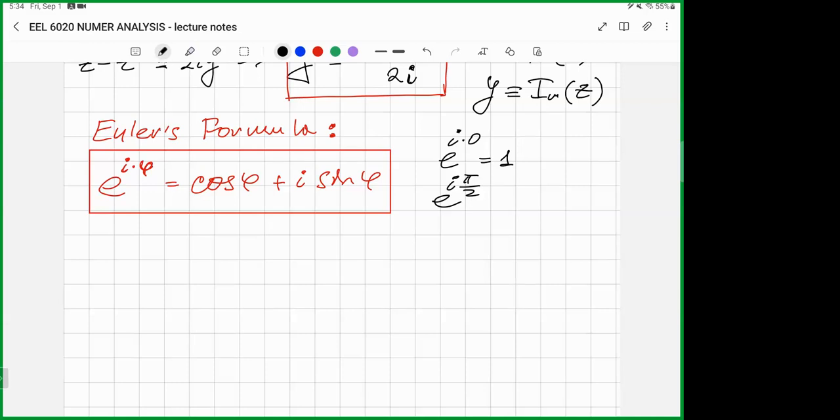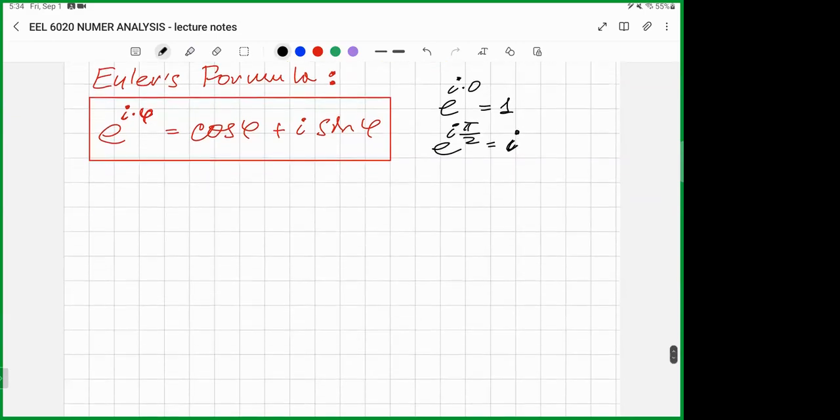So e to the power of I pi over 2. So phi is equal to pi over 2. In this case, cosine pi over 2 is equal to 0. Sine pi over 2 is 1. So it's equal to the imaginary unit, right?